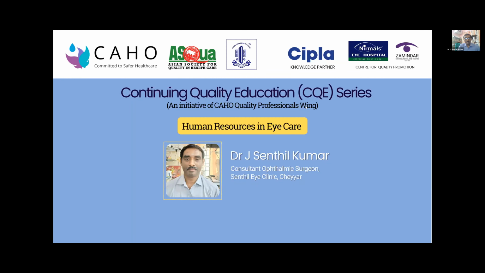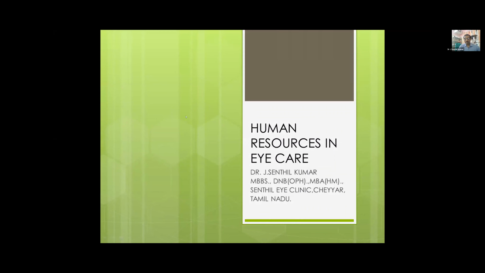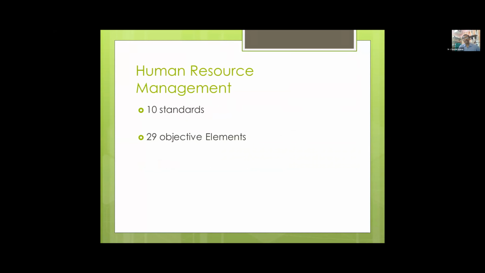Yes, madam. Good evening. So basically, we are going to deal with 3 things: staff training, credentialing and privileges, and rights and responsibilities of staff. So human resource management, the 9th chapter in NABH Eye Care. It has totally 10 standards and 29 objective elements.